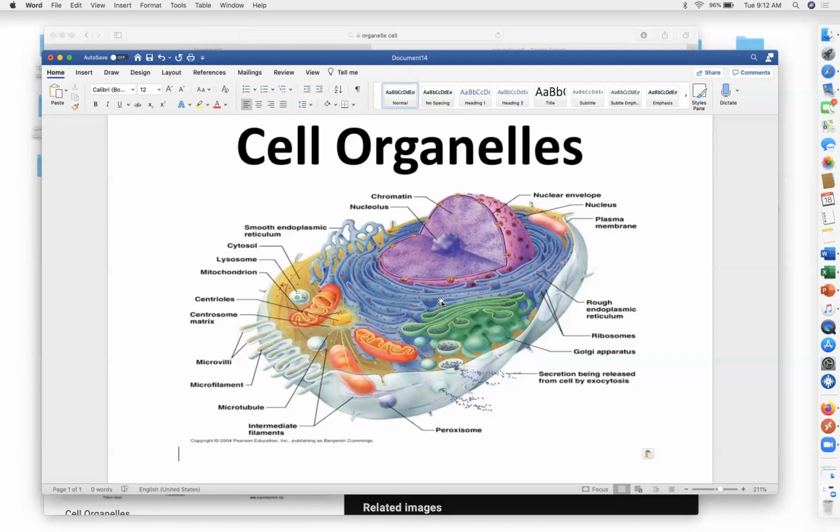Hey, doesn't that look like a good exam question as well? So you have smooth ER that has no bumps, rough ER that has bumps. Let's see, what else could we look at?